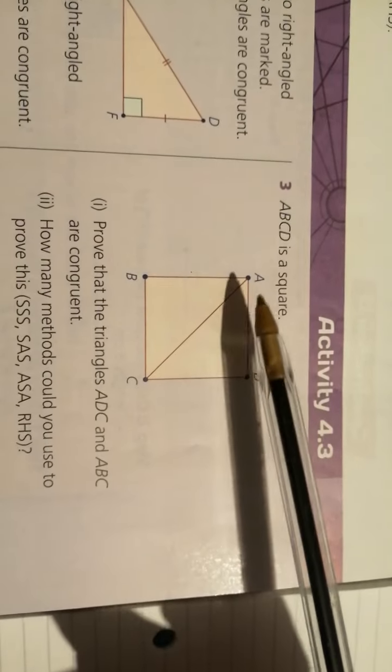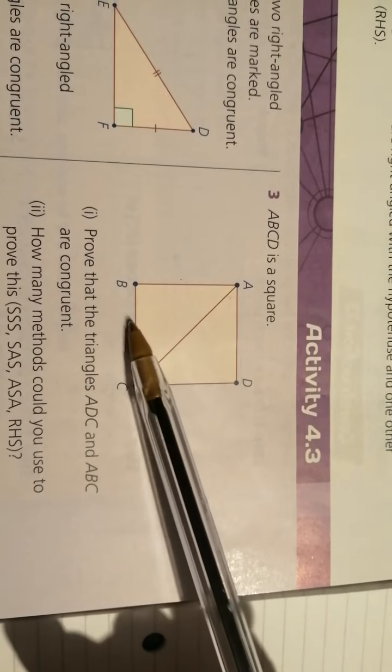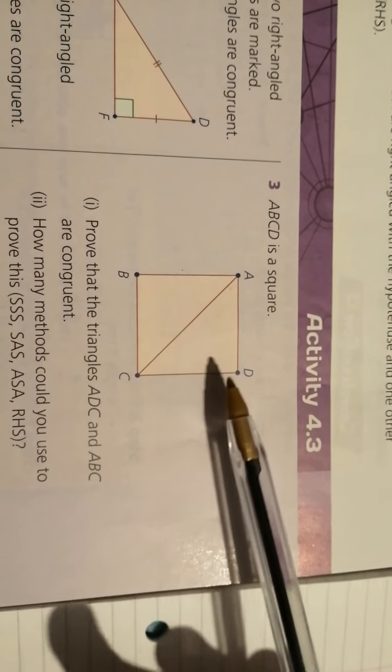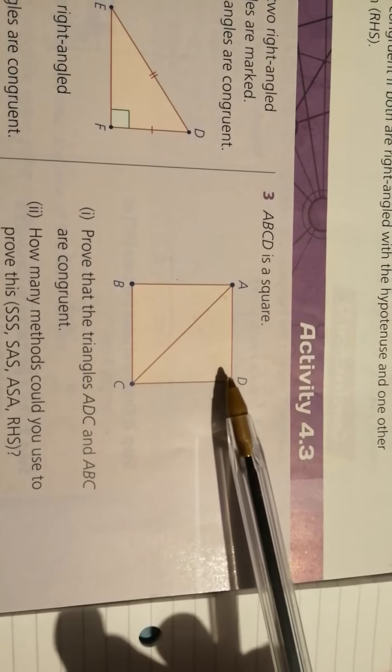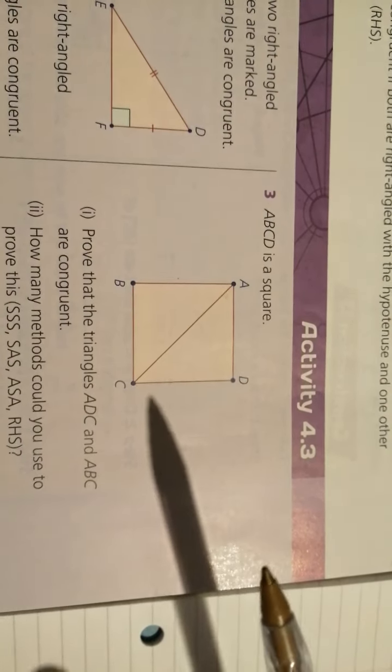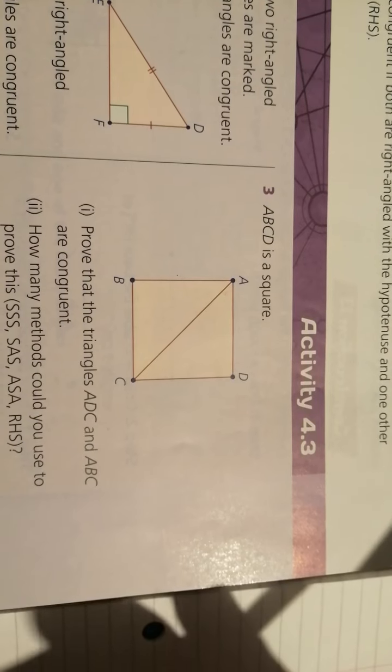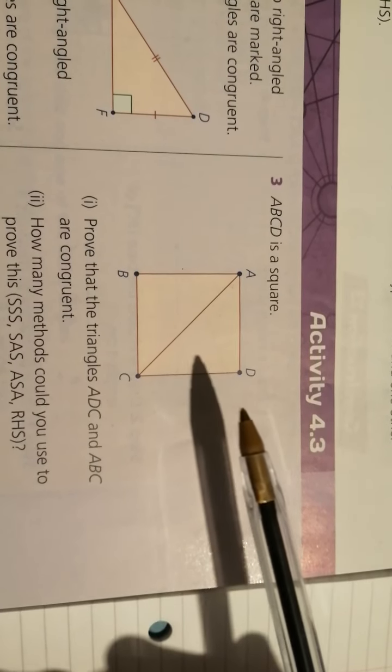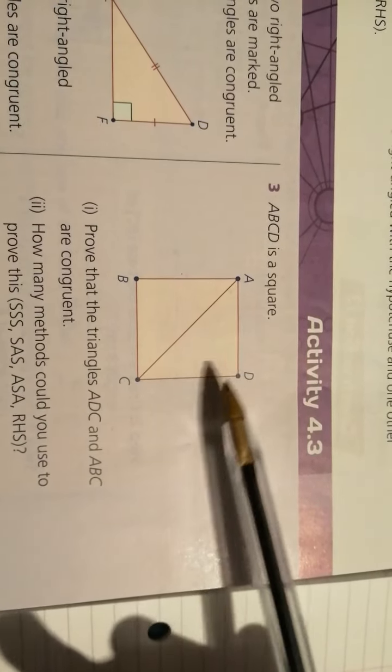Now, just to talk for a second about what we could have done, side, angle, side. We could have said this side is equal to this side because of sides in the square, and this side is equal to this side because of sides in the square, and we could have said this angle is equal to this angle because the angles in the square are 90 degrees. So we could have said side, angle, side.